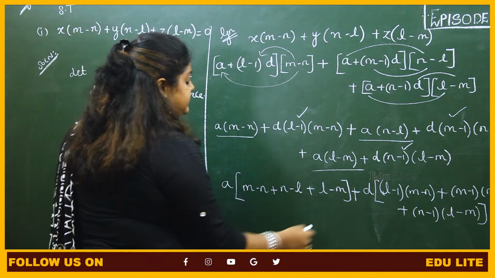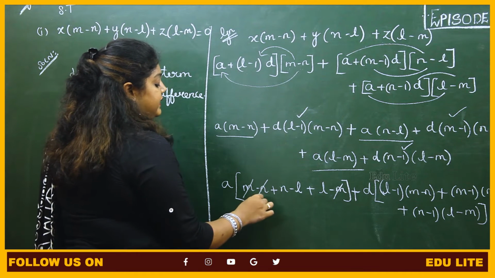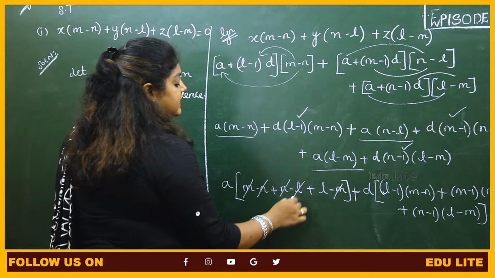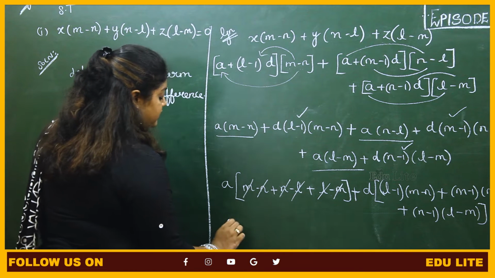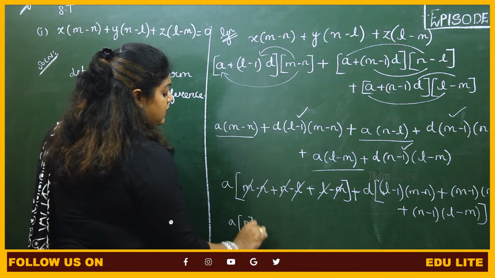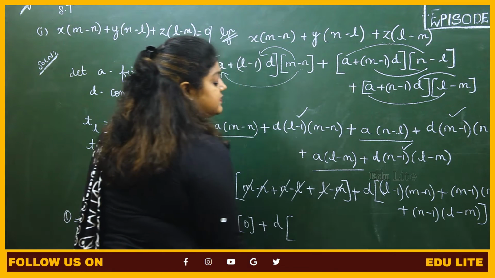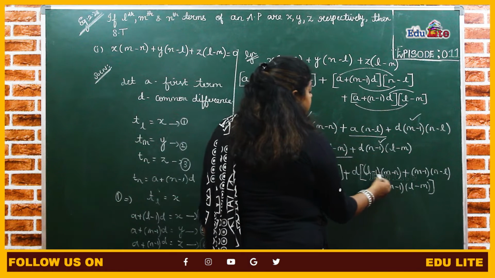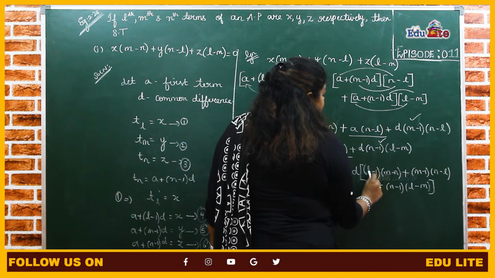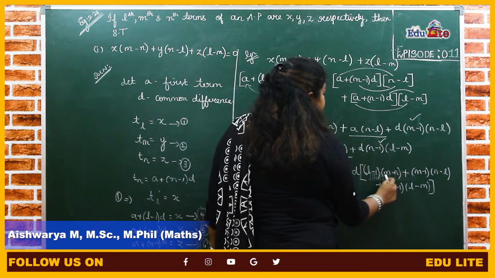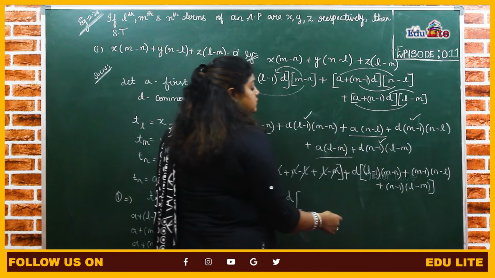So within the brackets, if you see, plus m minus m will get cancelled, minus n plus n will get cancelled, minus l plus l will get cancelled, so this will become 0. Therefore a into 0 plus d into, we have to simplify all the terms within the brackets. Between these two terms, we have to multiply l with these two terms and minus 1 with these two terms. The similar steps should be followed for the other two terms as well.